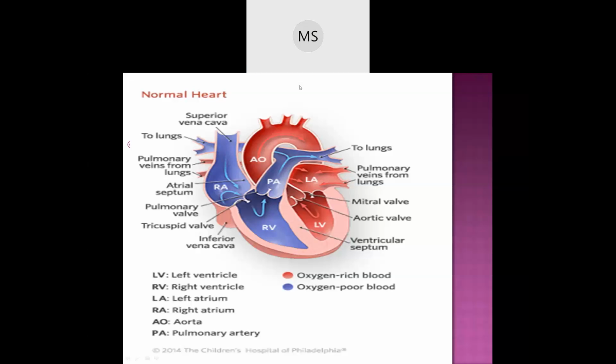Now the oxygenated blood will supply blood to the different parts of the body, and it will continue constantly. Understand? It will go on and on. Okay. Next.